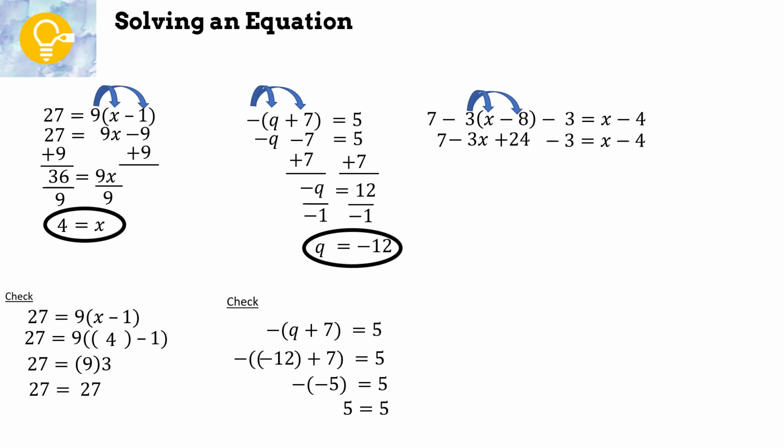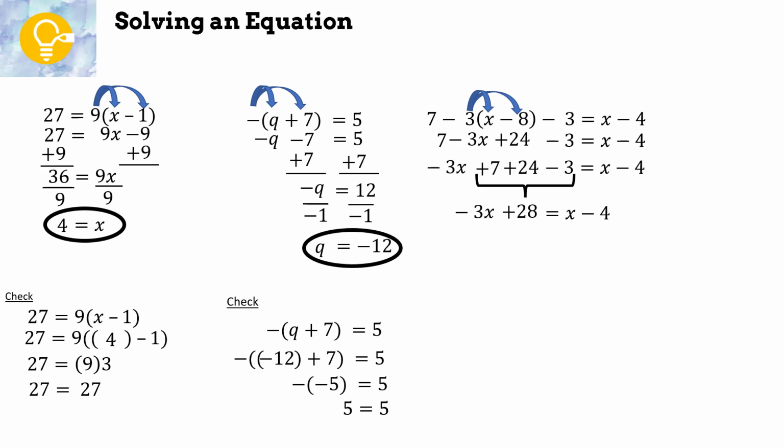Now the rest of it is just the rest of it. We're not doing anything. The next step is to collect like terms. Now I like to put like terms next to each other just so I don't miss anything. So we're going to have negative 3x, there's no other x's on the left side, plus 7 plus 24 minus 3 equals x minus 4. We're going to continue to look at the left side of the equal sign. We have negative 3x, but now all of my like terms are together, so it's super easy to do 7 plus 24 minus 3, which is 28. And that equals x minus 4.